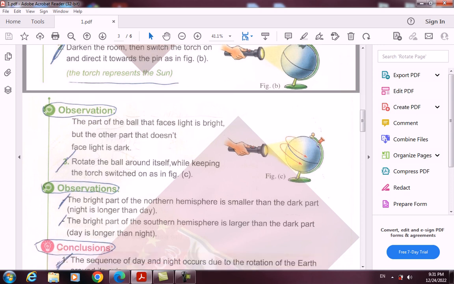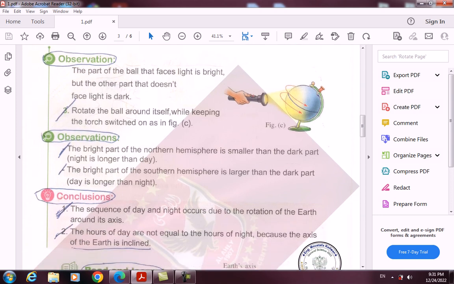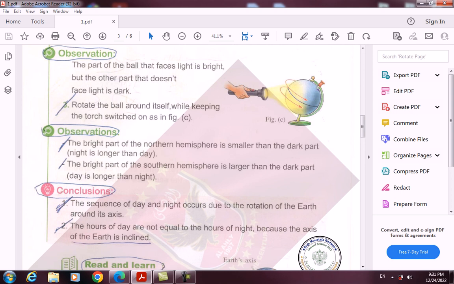So what happens, or what can we see when we do that? We will notice the following observation. The part of the ball that faces light is bright, but the other part that doesn't face light, what happened? It's dark. We can barely see it. So the third step, or the third observation, what else can happen? Let's rotate the ball around itself while keeping the torch switched on, as in figure C. So this is the third step.